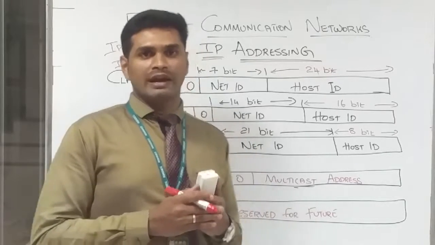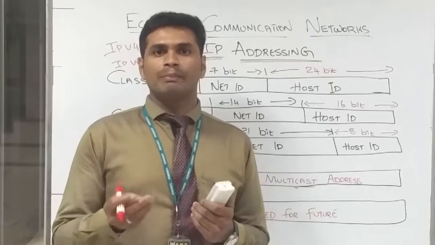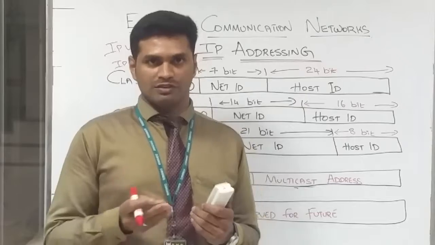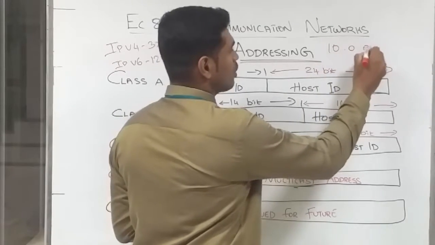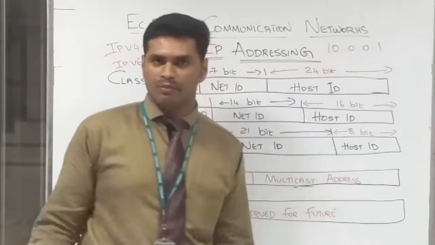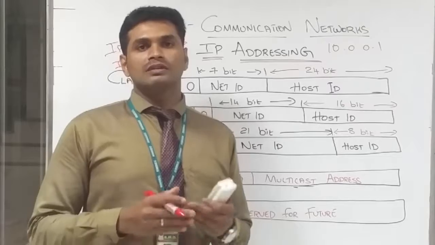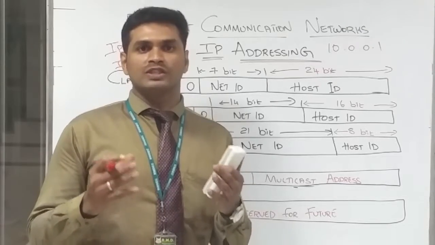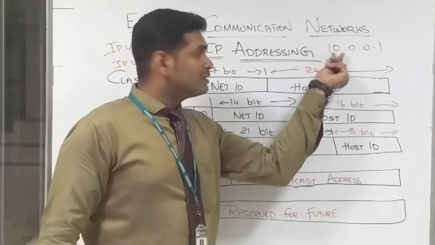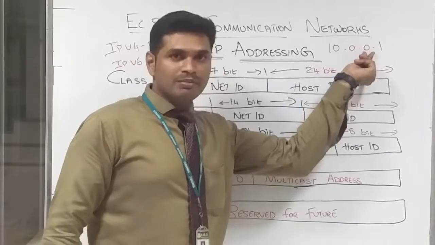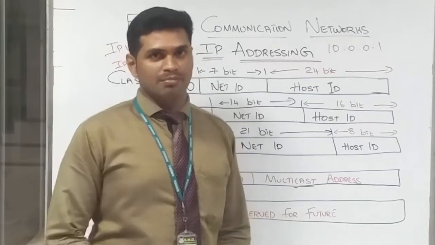IP version 4 addresses are 32 bits in length, usually represented in decimal notation. You might have seen addresses like 10.0.0.1, which is assigned to your computer, or maybe 192.128.1.1. This is the IP version 4 address, 32 bits in length. This part is 8 bits, this is another 8 bits, this is another 8 bits, and the last is another 8 bits. So totally it is a 32-bit IP address.